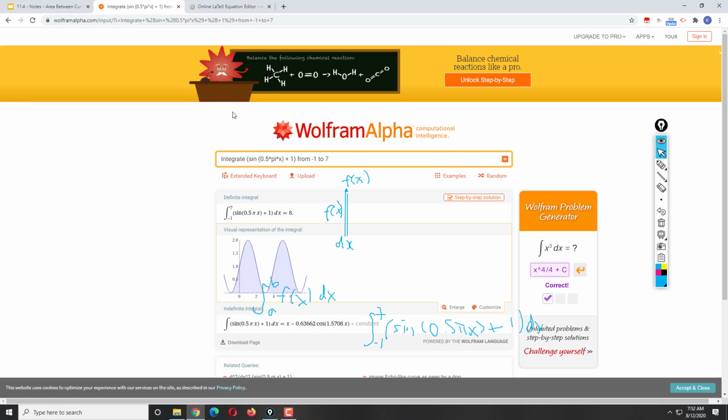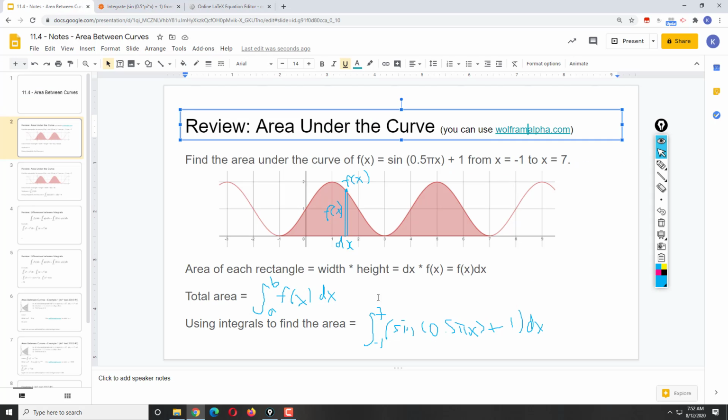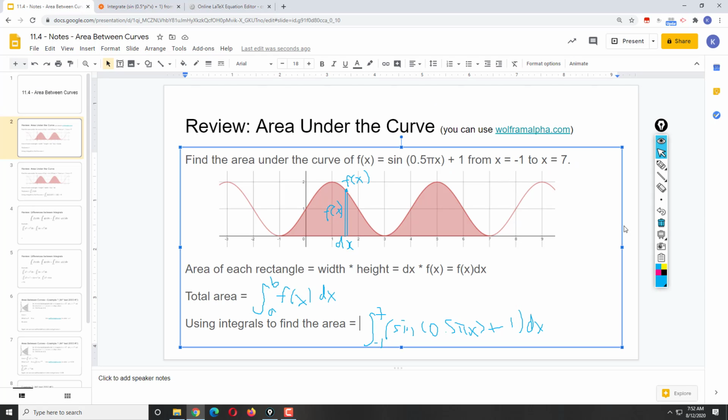So here's the area, and the answer is 8. So the total area is 8, and of course the area of each of these individual regions will be 4 because there are 2 full sine curves. Okay.